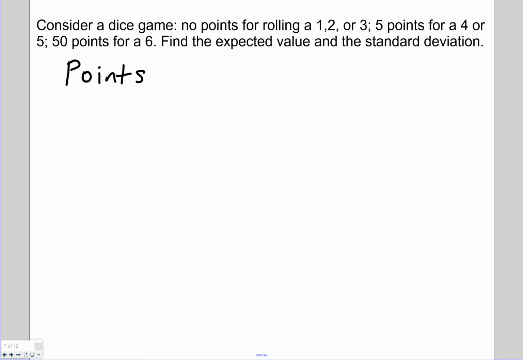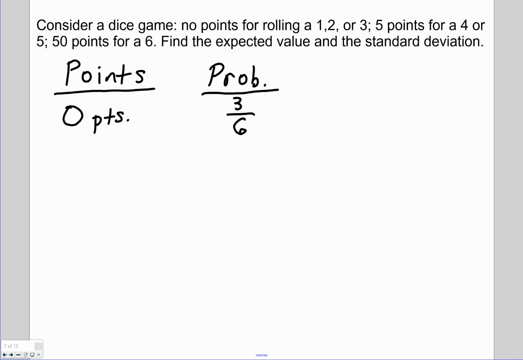The first thing it tells me is that if I get a 1, a 2, or a 3, I'm going to get 0 points. Now let's think about this. If there are 6 sides and I get 0 points for a 1, a 2, or a 3, then what is going to be the likelihood of me getting 0 points? 3 out of 6. Very good. That's fine if you'd like to reduce that. But 3 out of 6 is correct.